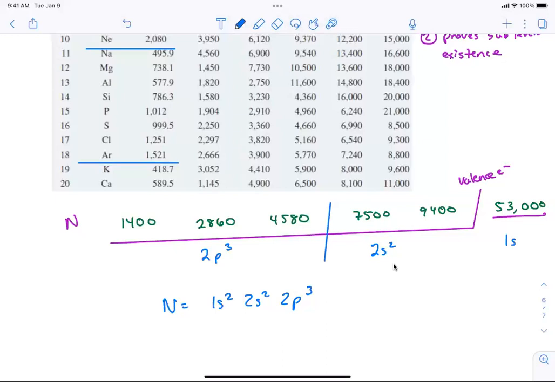Yes, it should be bigger than the next jump after it, which makes it weird because it should always be an increasing difference. But when there's a bigger jump than it should be, that's your tip off. Yes, Marissa. Right to left, yes, trend wise, but there is a blip where you change sublevels. There's a little blip when you change the energy sublevel.